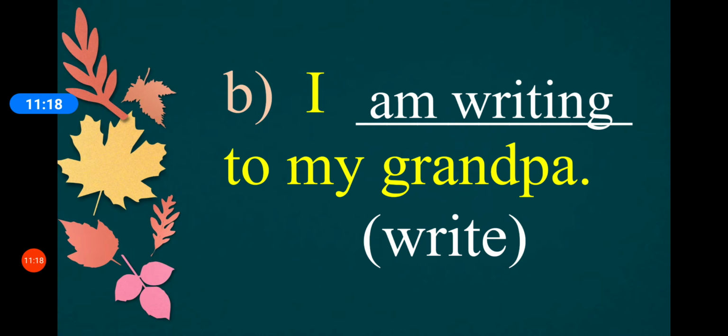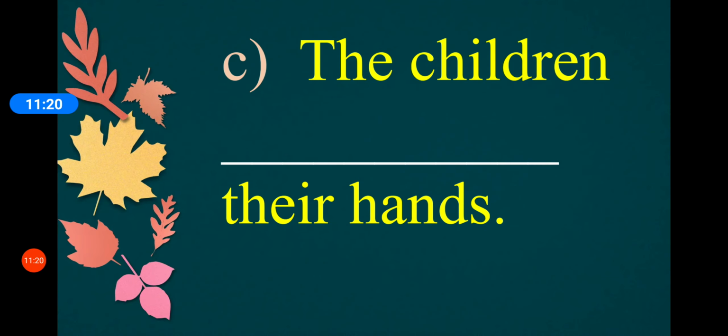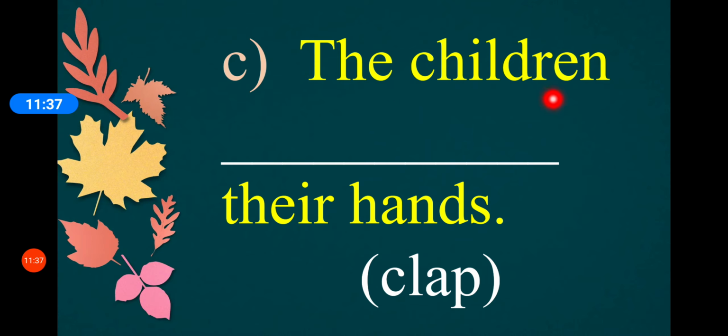I'm sure you are able to do these. Next one. The children dash their hands. Now the verb that is given to us is clap. The children. The subject is a plural noun. So here it would start with are. The children are. Now clap.